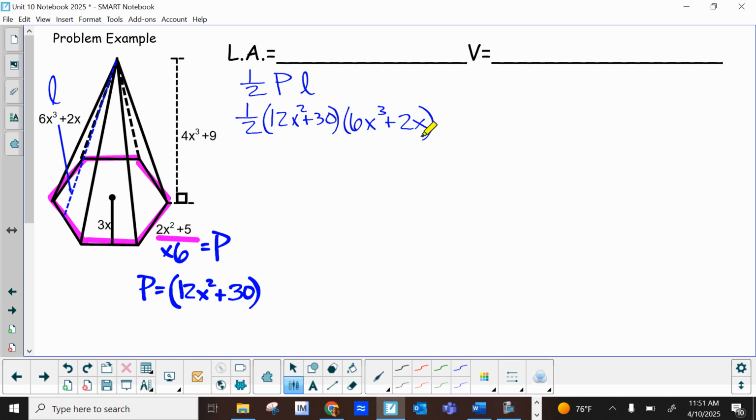Okay, so you're multiplying three things here. 1/2 times 12x squared plus 30, and then times this. So you can do the FOIL method first, or you can distribute the 1/2. Now, a lot of people want to do this: 1/2 times that, times that, times that, times that. That is an incorrect move right there. Okay, so you do not want to multiply 1/2 times everything.